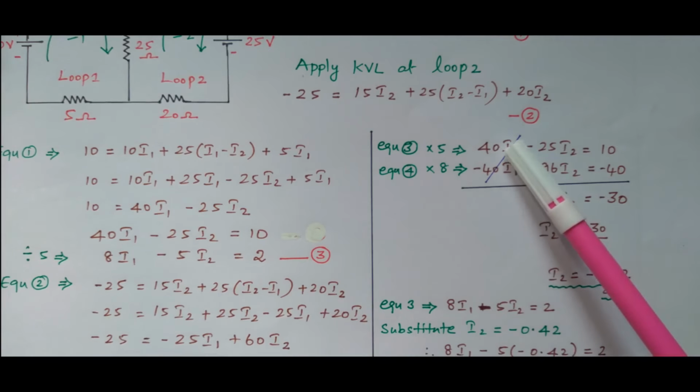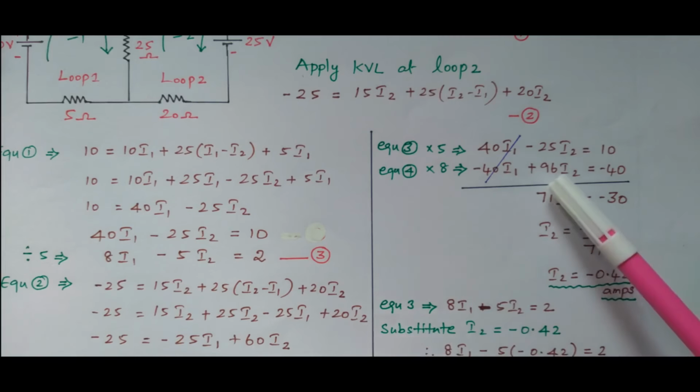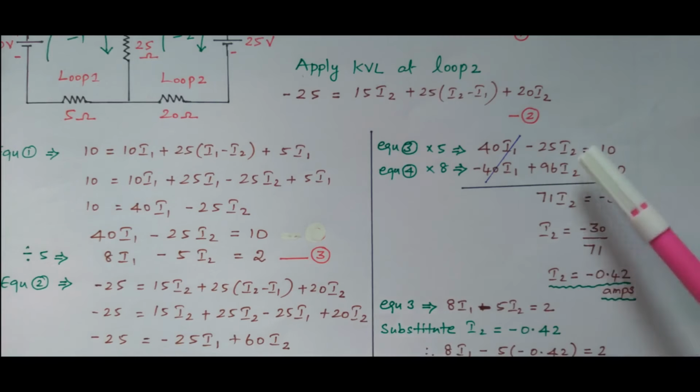Now see, this is plus 40 I1 and minus 40 I1. So by simply adding these, automatically this term got cancelled. We can add the terms because one is positive, one is negative.